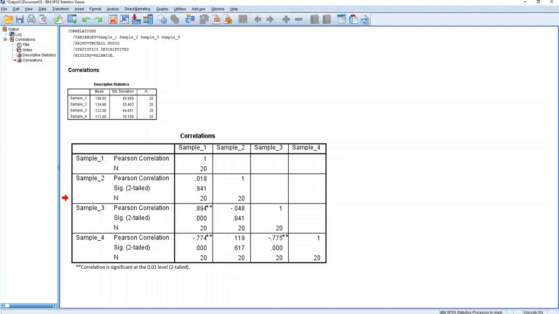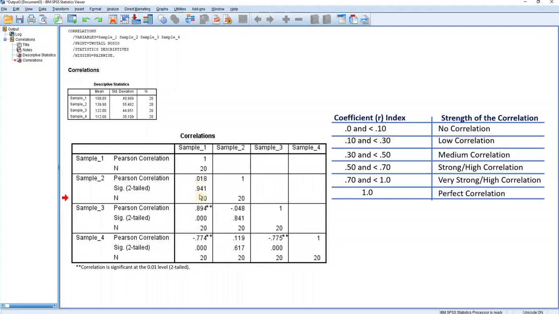Now, as you can see, the correlation coefficient between sample 2 and sample 1 is 0.018 and is a positive value. But if you look at the index table, this coefficient falls between 0.0 and less than 0.10, and this indicates that there is no linear relationship between the two samples. Since the coefficient is positive and there is no linear correlation between the two variables, there will be nothing to talk about the positive sign, which is supposed to indicate the direction of the correlation. So the graph will be the type that projects from the y-axis and parallel to the x-axis.